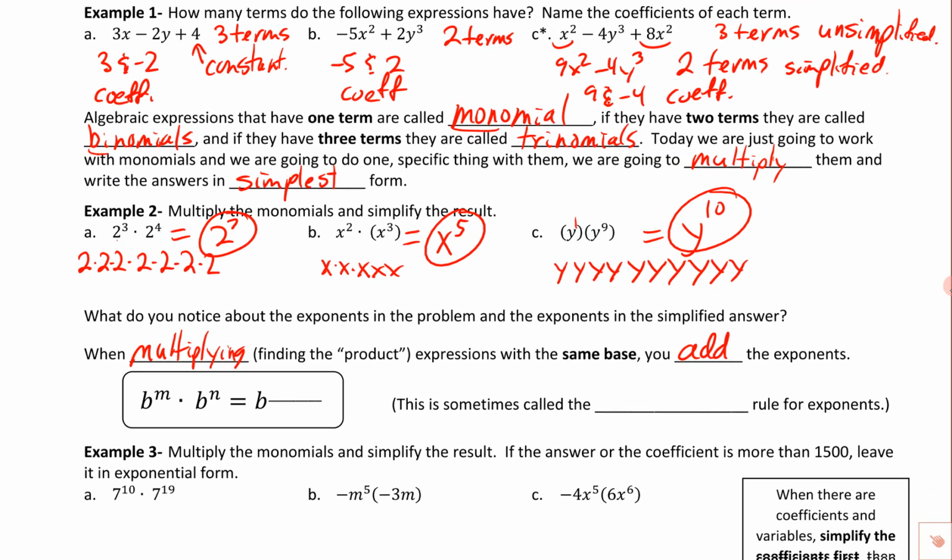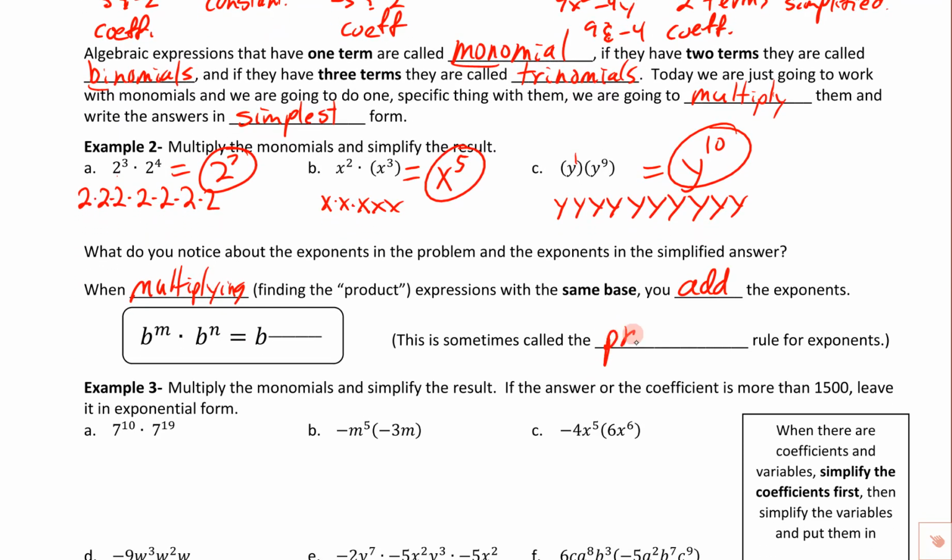So here's the product rule for exponents. If I've got a base raised to a power times the same base raised to another power, we're going to write this same base, and what we're going to do is add these together. So this would be b to the m plus n. Now, it's not nearly as complicated as it might sound. It actually goes very quickly.